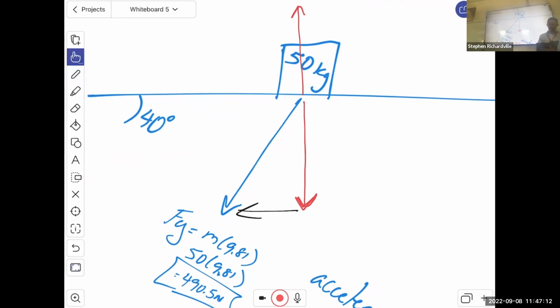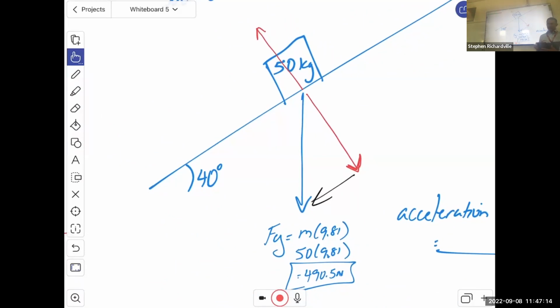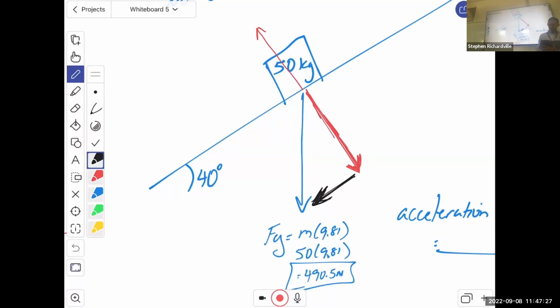So when I rotate this back, that's exactly what's happening. Some of the force of gravity is actually into the ramp, but some of it is making it go down the ramp. We call this the force sliding force. And this is force normal. That's the normal piece. So it makes sense that the normal is not 490.5 because the ground's not holding all of it. It's sliding. If the ground was holding all of it, it wouldn't be going anywhere.